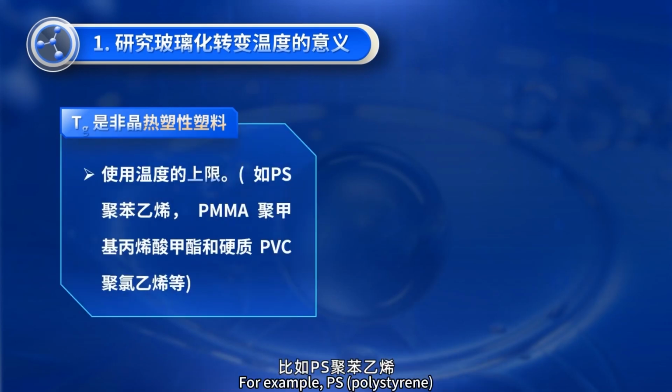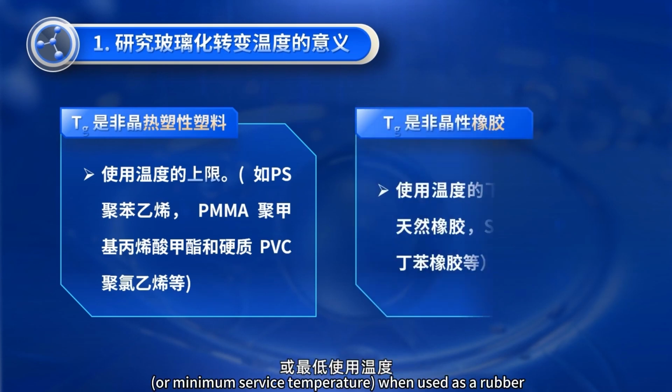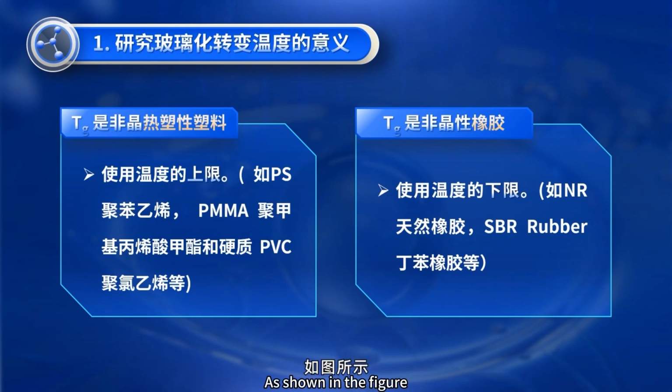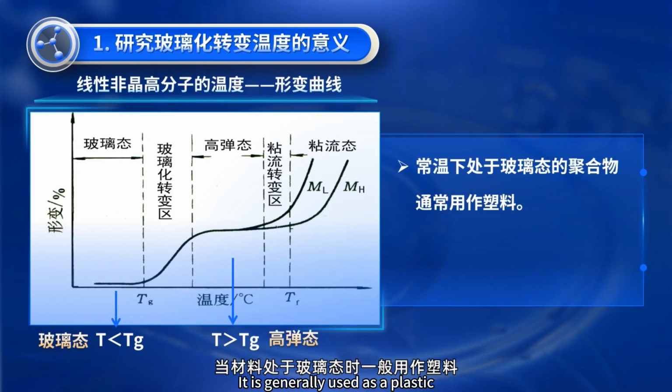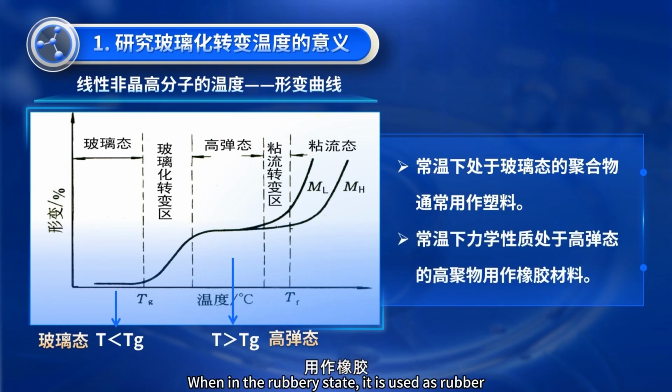Tg is the heat resistance temperature, or maximum service temperature, of an amorphous polymer when used as a plastic. For example, PS, polystyrene, PMMA, polymethyl methacrylate, rigid PVC, polyvinyl chloride, etc. It is the cold resistant temperature, or minimum service temperature, when used as a rubber. For example, NR, natural rubber, SBR, styrene butadiene rubber, etc. As shown in the figure, when the material is in the glassy state, it is generally used as a plastic. When in the rubbery state, it is used as rubber.